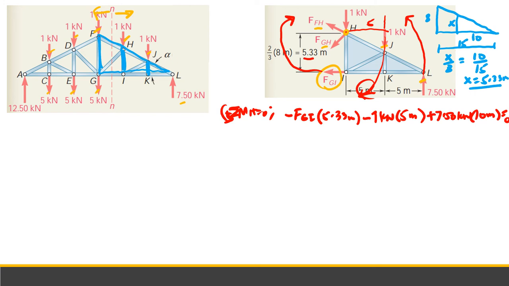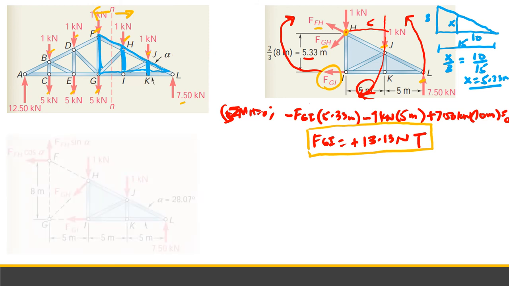Okay, so FGI will then be equals to, since this is negative, lilipat natin sa kabila, so maging positive siya. So FGI is equals to positive 13.13 kilonewton. So meaning, tama yung assumption natin na FGI is in tension. Okay. So next problem. Next, isasolve naman natin yung FFH and yung FGH.